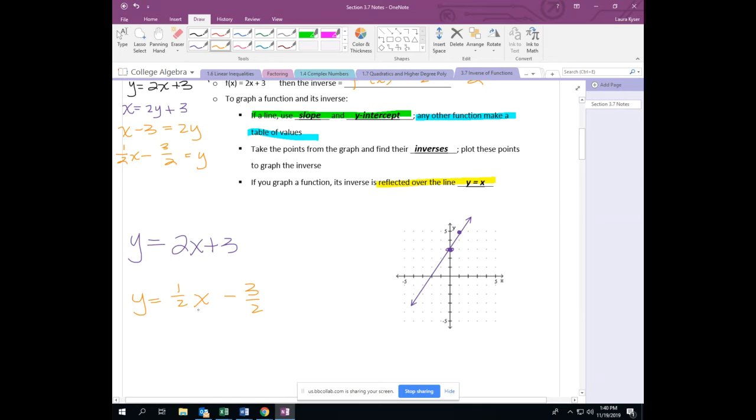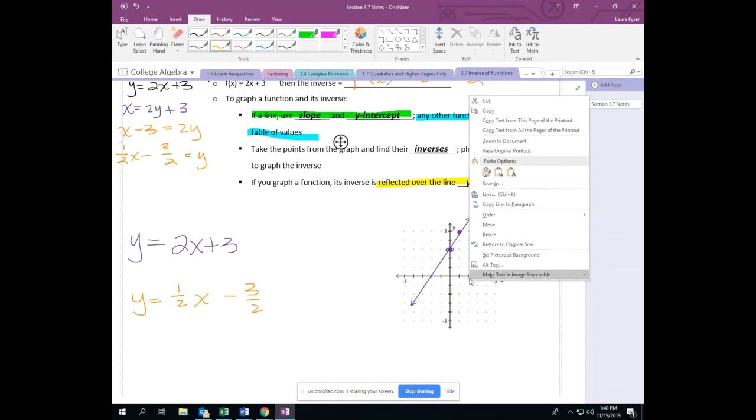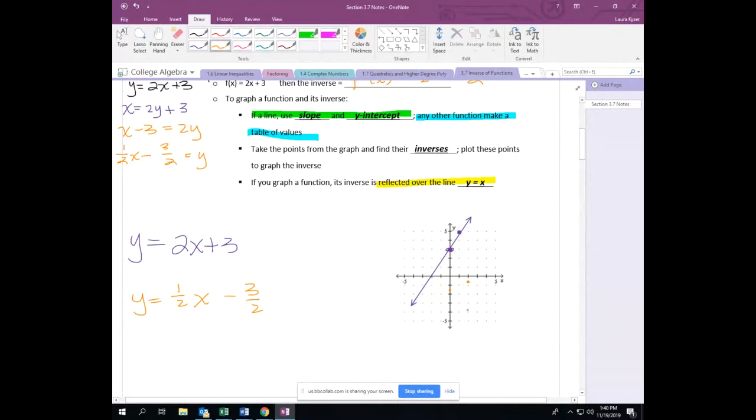And I can do the same exact thing with my second line. This one starts at -3/2, which is -1.5. I'm going to have to estimate that that's right about there. And then the slope is 1/2, so up 1, right 2 is going to put me right here. There we go. All right, so let's try to connect these.